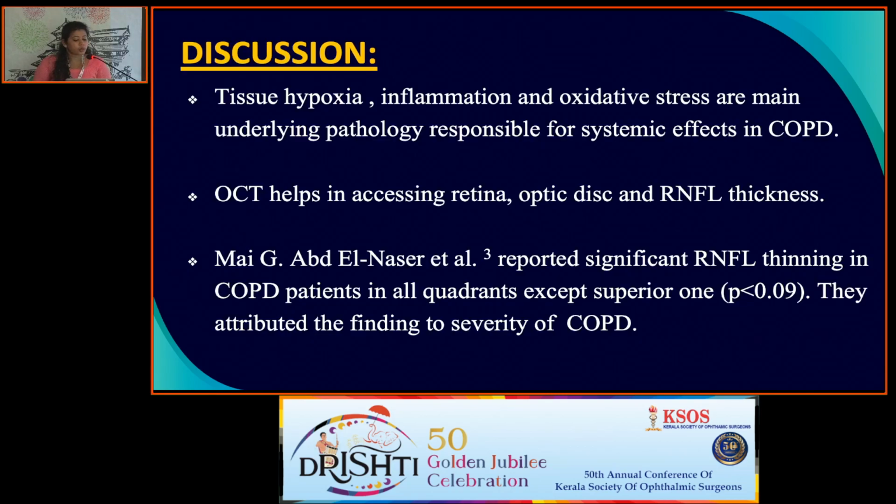Discussion. Tissue hypoxia, inflammation, and oxidative stress are the main underlying pathology responsible for systemic effects in COPD. OCT helps in assessing the retina, optic disc, and RNFL thickness. A study conducted by Nasser et al. reported significant RNFL thinning in COPD patients in all quadrants except the superior one. They attributed the findings to the severity of COPD.